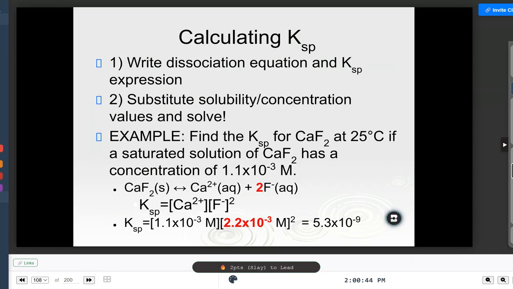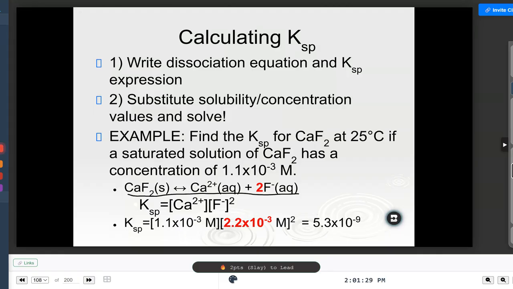Okay, so here is an example of calculating your KSP. The dissociation equation must be written, and so here we can see that we write a dissociation equation. This is very similar because of what we just did. The calcium 2 plus and the 2 fluorine ions. It tells us in this problem that we are going to find the KSP for calcium fluoride at 25 degrees Celsius if we have a saturated solution of calcium fluoride that has a concentration of 1.1 times 10 to the negative third molar.